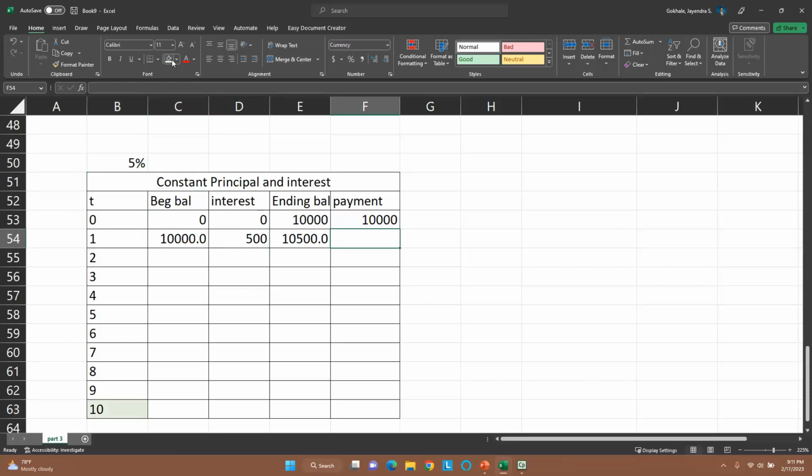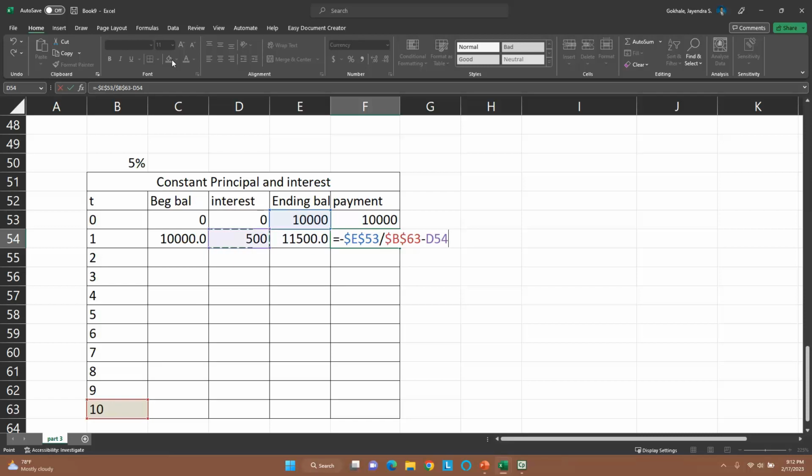So what we're doing here is equals $E$53, the value of the loan, divided by $B$63, not pound, $B$63. So we're dividing the 10,000 by 10 to get $1,000. So we're part paying the loan every year along with the interest that we accrued.